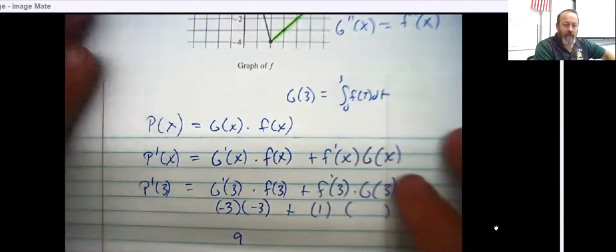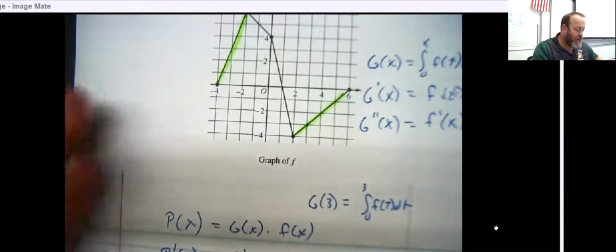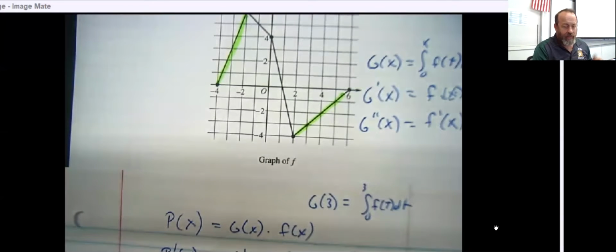Well, let's look at our picture. What is the area under the curve, the accumulation from 0 to 3? Well, they did something that's kind of interesting.